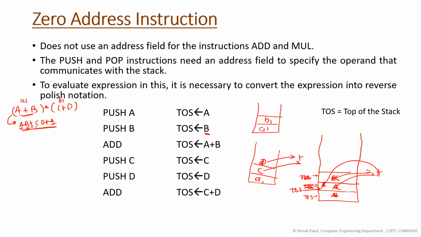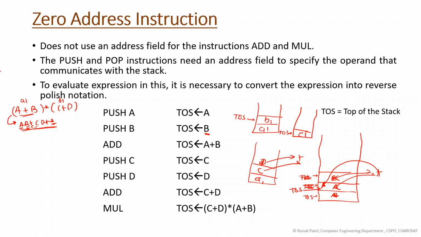After that, what you have? You have multiplication. So these two things will be taken out, perform the multiplication operation, and then that value will be pushed to your stack, right? So let me give that result as C1, right? This is the result. So here this is the top of the stack, and here after this mul, this is the top of the stack.